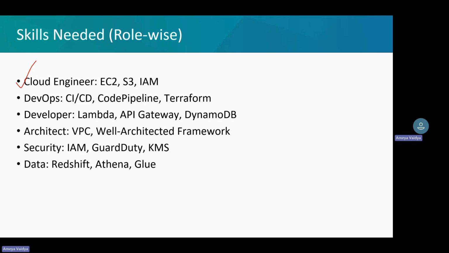Then authentication. So cloud engineers build and maintain the cloud infrastructure. They need to know how to launch servers, store the data safely, and control access as well. For DevOps, you must have CI/CD pipelines, continuous integration, continuous deployment, CodePipeline, Terraform, because DevOps engineers automate the process of testing and deploying code changes quickly as well.